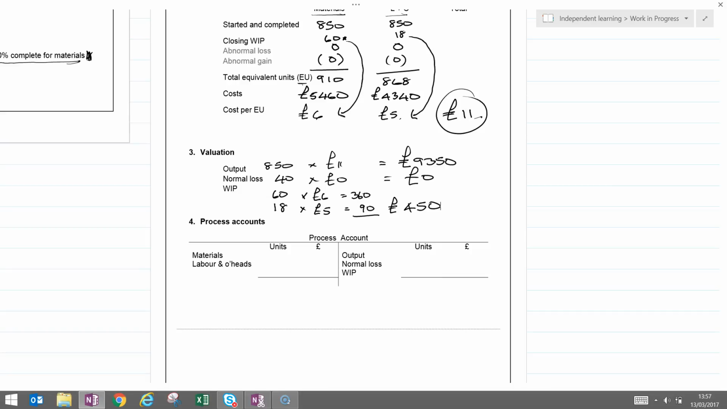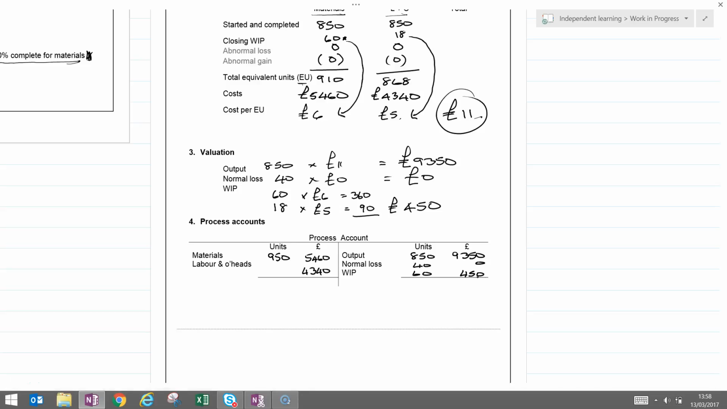So here's our process account. If we look at the debit side, we input material 950, which had a value of 5460. We input labour and overheads, which was 4340. Our output was 850 units, which we now know has a value of 9350. Normal loss was 40, which has a 0 value, and our work in progress is 60, which has a value of 450.